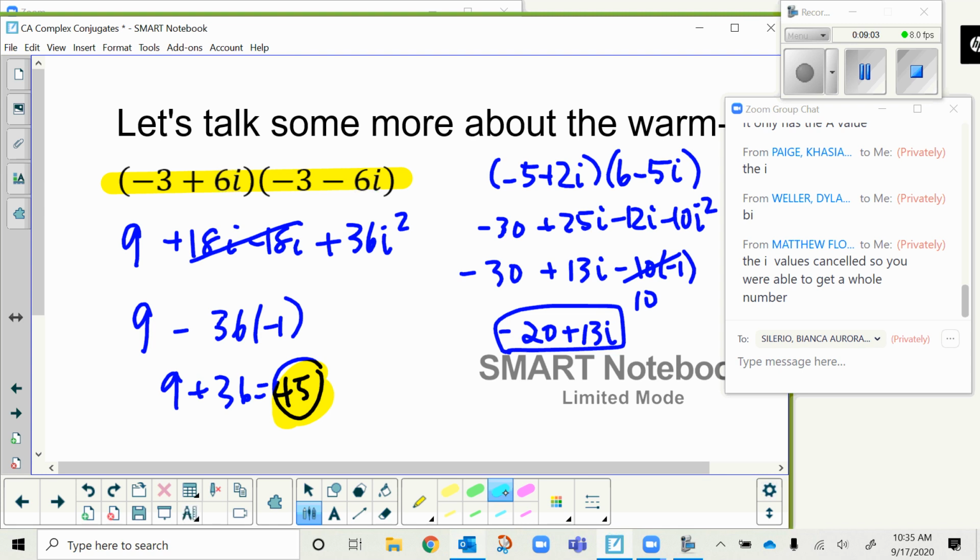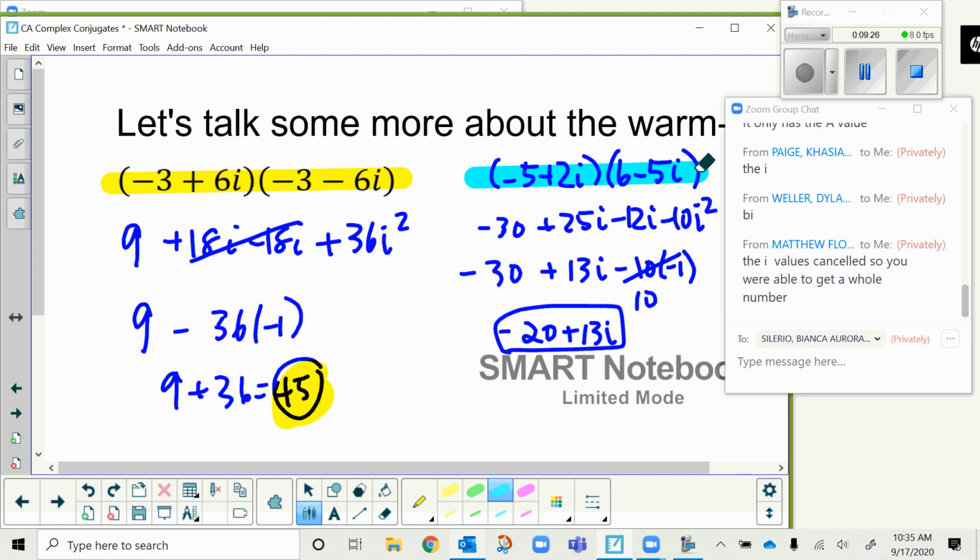The I values canceled, that's right. What made them? The I values canceled, so you were able to get a whole number. Matthew, that's perfect. That's exactly what happened. But there's a pattern in the original problem. And if that pattern is repeated in other problems, then the same thing will happen. The I will get canceled out. But we need to figure out what that pattern is.